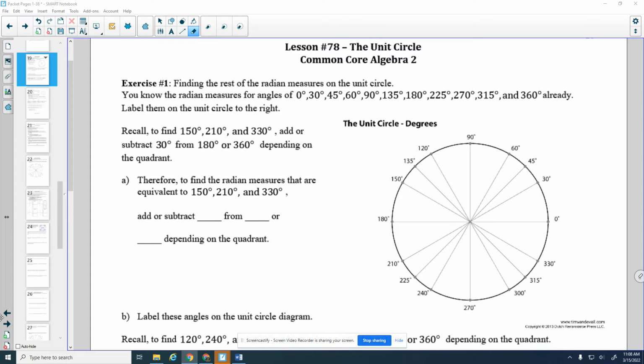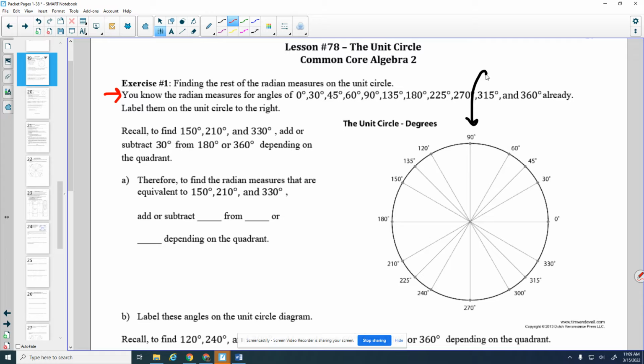So in this lesson, we're going to be showing how to label the rest of the unit circle diagram. Here I already have, if you look at this unit circle diagram, all of the degree measures labeled. We did that a bunch. Hopefully you're good with that. The next thing we're going to do is find the rest of the radian measures. We're going to start with what we know.